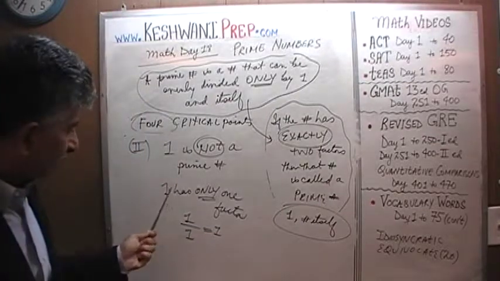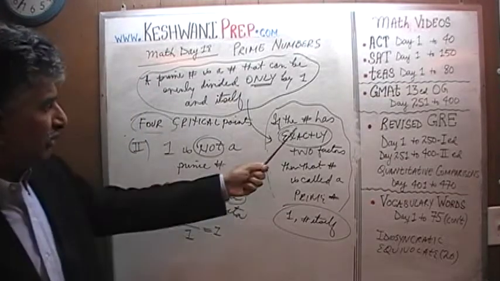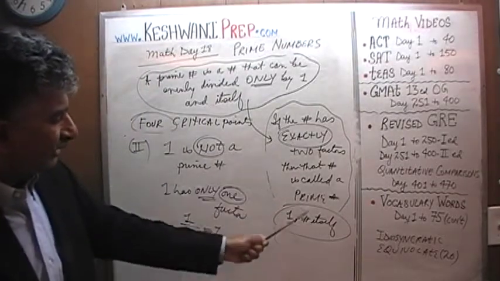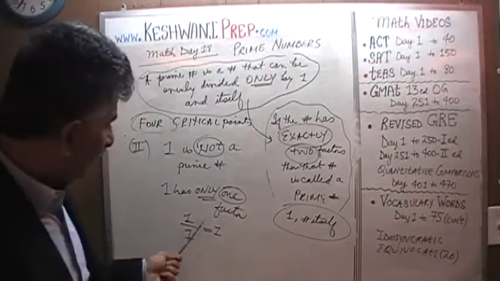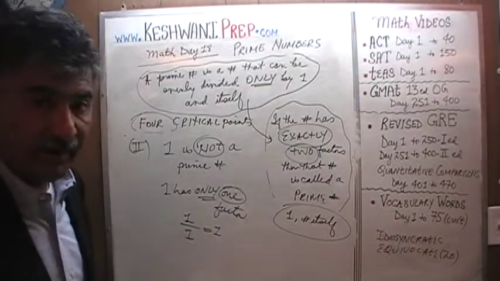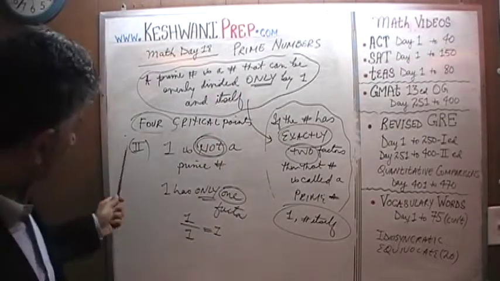It has only 1 factor. In order for it to be a prime number, it needs to have exactly 2 factors. 1 does not have 2 factors. 1 only has 1 factor. Therefore, 1 is not a prime number. Keep that in mind.